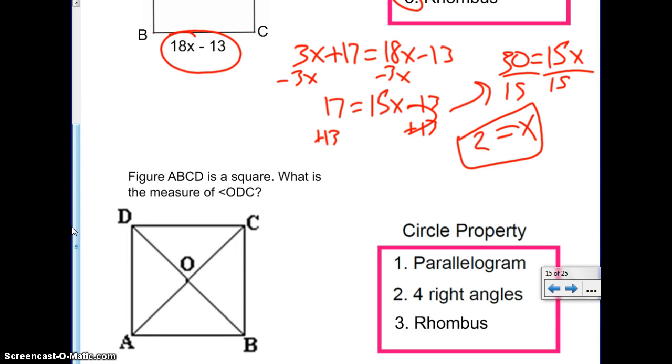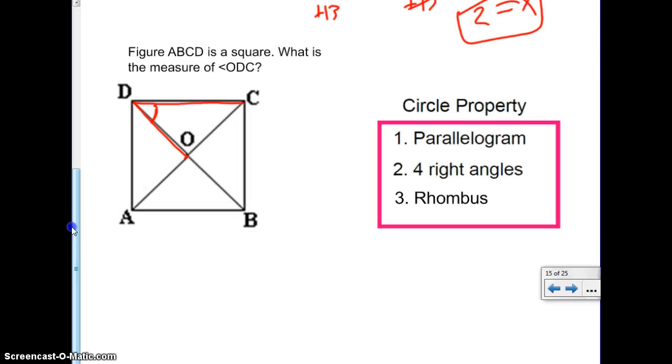It says figure ABCD is a square. What is the measure of angle ODC? Let's draw that. Here's O to D to C. So it's this angle right here. And this is where you're going to use a combination of a new property and an old one. Now, what can you tell me about angles A, B, C, and D? If you're unsure, look at property 2. It says we've got 4 right angles, right? So property 2 tells us, I'm going to draw them in blue, that all of these are right angles. We know that.